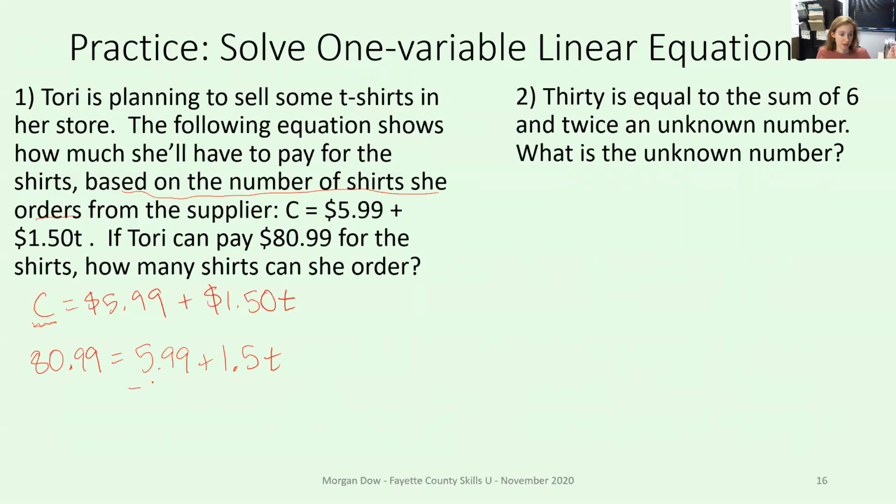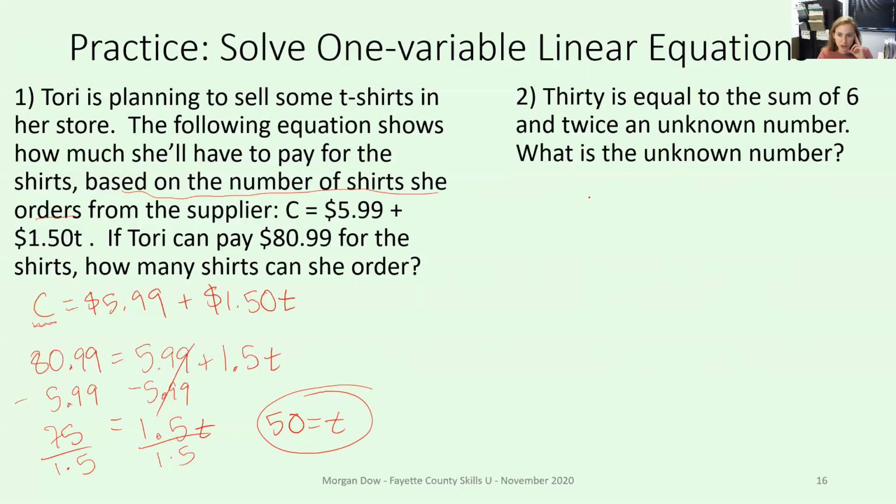So I'm going to deal with the $5.99, subtracting it from both sides. And so now we know that it's going to be $75 equals $1.50 times the number of shirts. So basically, ignoring the shipping cost, she can spend $75 on her shirts. And so we divide by the cost per shirt. And we are left with, we do a quick calculation here, 75 divided by $1.50 is 50. So she can order 50 t-shirts.